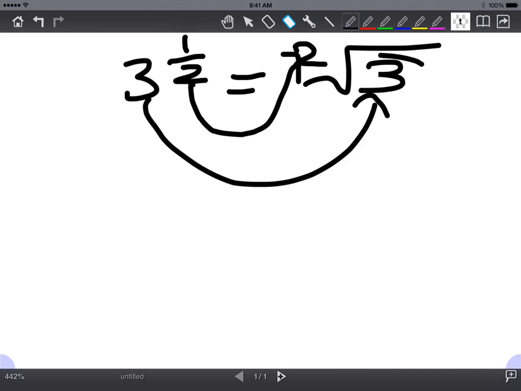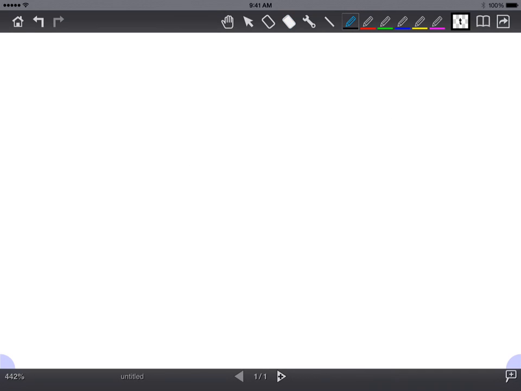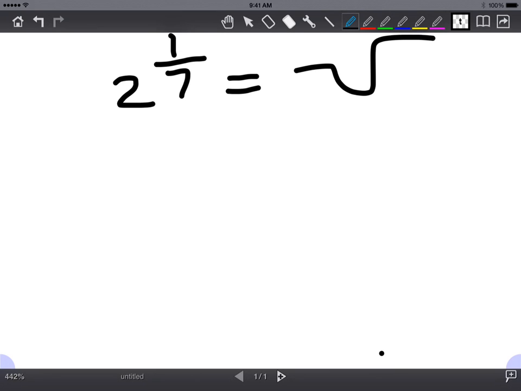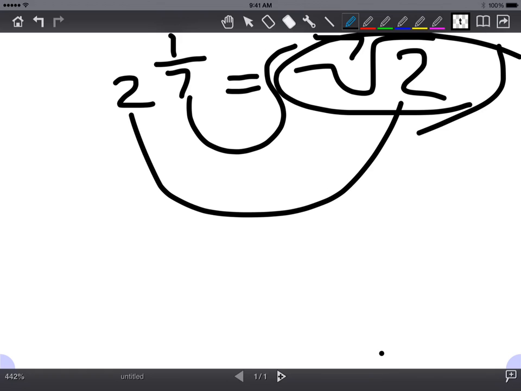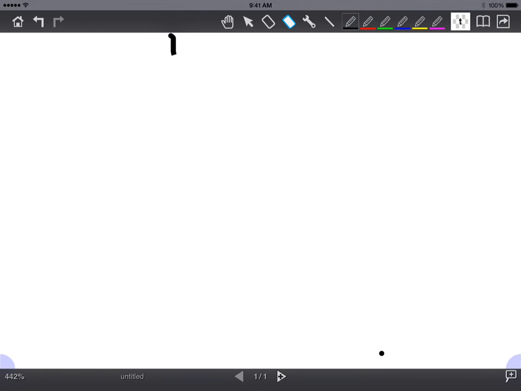So let's do a few more, because this is pretty confusing. When I was introduced to it, I was mind-boggled. So let's say 2 to the 1/7. Well, as before, the 7 goes here to the index, and the 2 comes over here. Okay? Okay, so now let's just do a few more practices, because this is tough stuff.